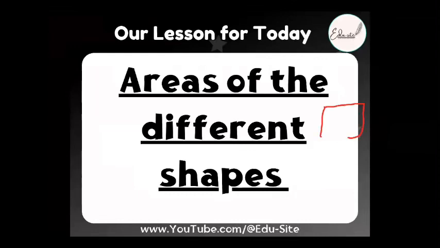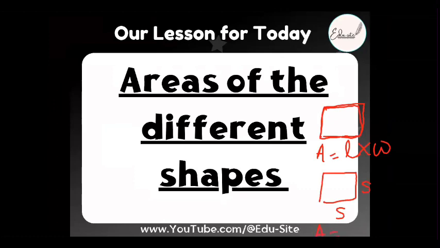So if I give you a rectangle, can you please tell me what is the area of the rectangle? Length times width. Yes, it is length times width or length times height. Very good. And what is the area of a square, beta? Area equals s squared. If the side is s, then it is s squared or s into s. Okay, so this is our area of a square.